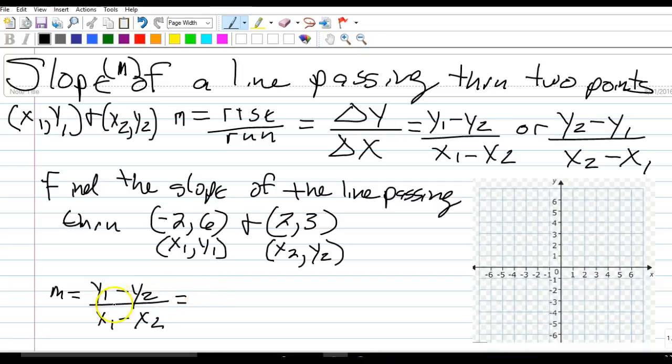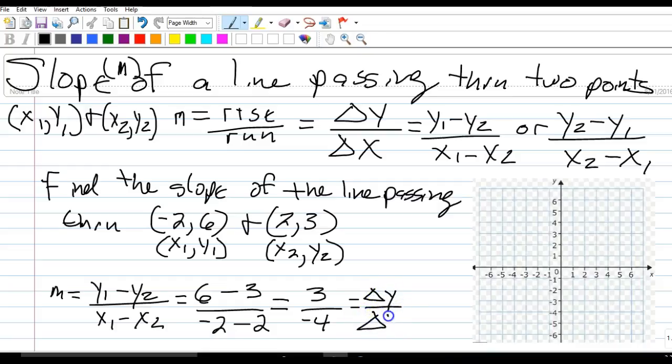So y sub 1 here is 6 and y sub 2 is 3. X sub 1 is negative 2 and x sub 2 is 2. Be careful with your rules for signed numbers so that you will compute the slope correctly. So 6 subtract 3 is 3, and negative 2 subtract 2 is a negative 4. So the slope is equal to negative 3/4. So this is the change in the y's over the change in the x's.